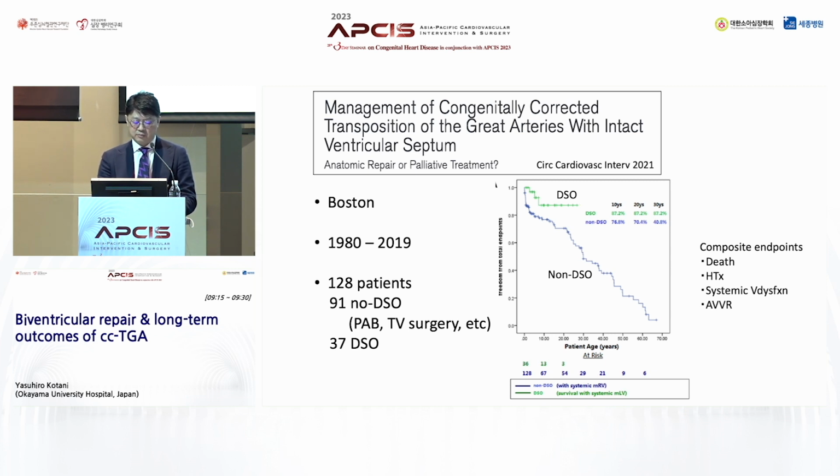So this is a study from Boston Children's Hospital, including 128 patients. They had 37 patients with double switch operation and 91 non-double switch operations, such as palliative surgery, including PA banding and tricuspid valve surgery. The Kaplan-Meier curve shows freedom from composite endpoints, including death, transplant, systemic ventricular dysfunction, and AV valve regurgitation, was better compared to non-double switch patients, but did not reach statistical difference.